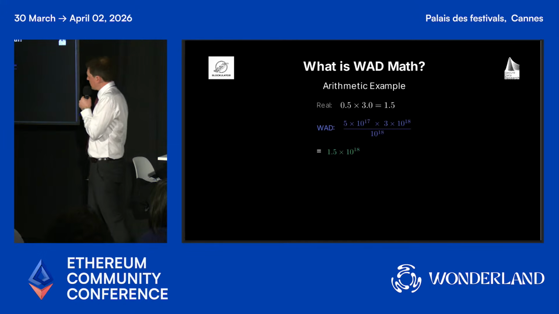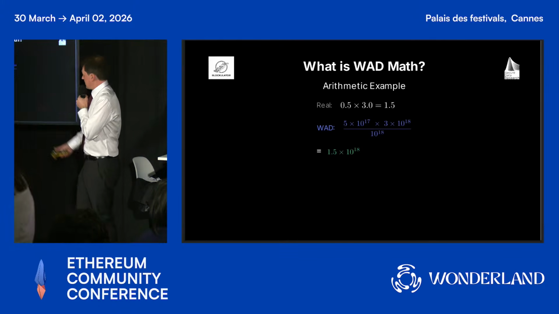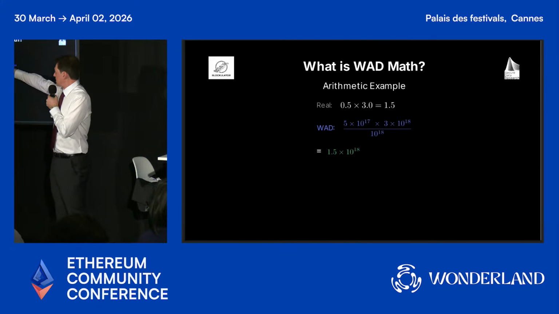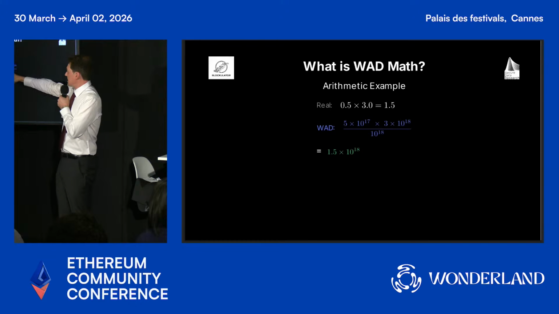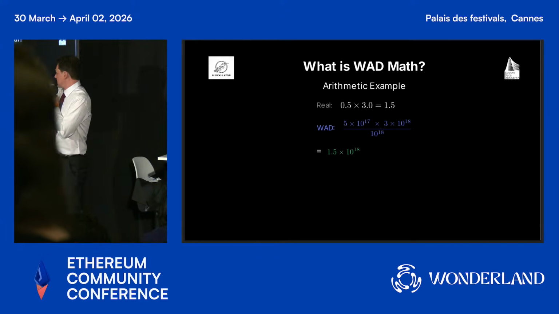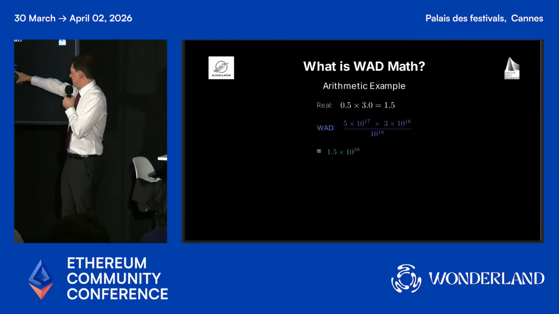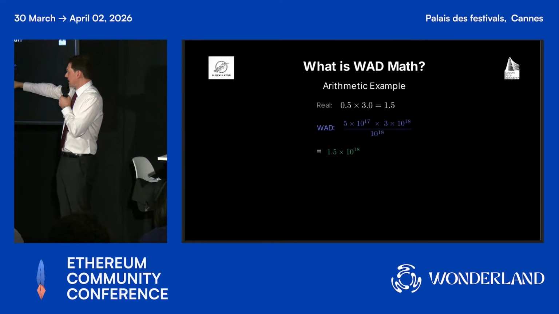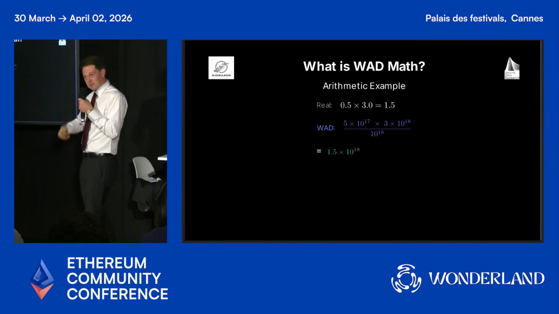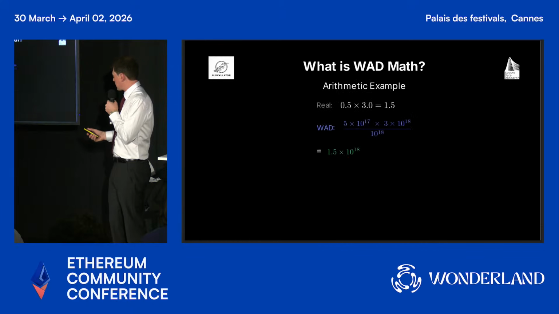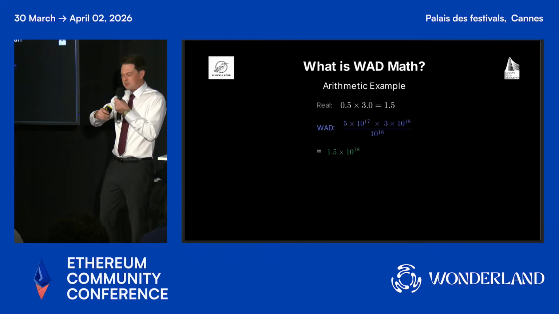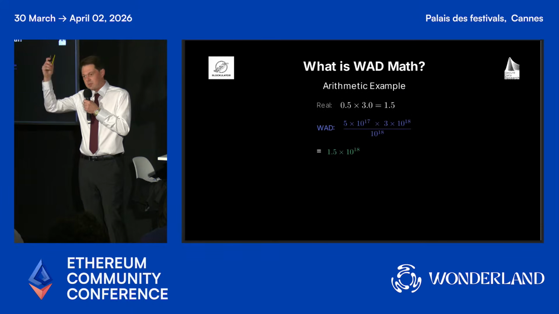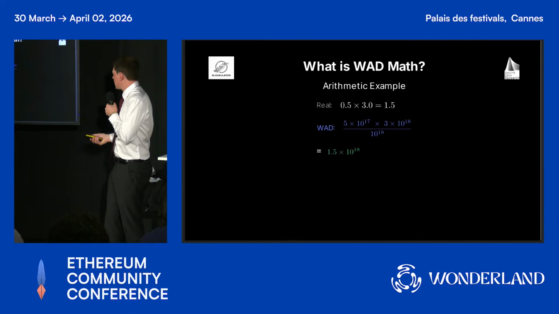So yeah, if you want to represent this calculation, 0.5 times 3.0 equals 1.5, this is actually what you have to do. 5 times 10 to the 17th times 3 times 10 to the 18th, all divided by 10 to the 18th. It's a roundabout way, right? Sorry, but ultimately you scale up and then you calculate and then you scale back down.